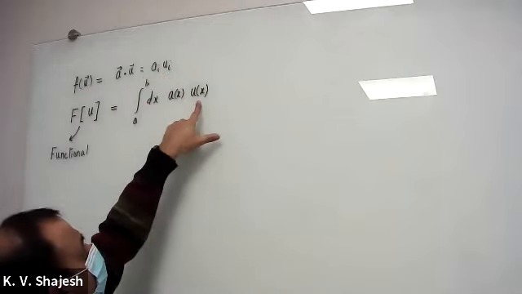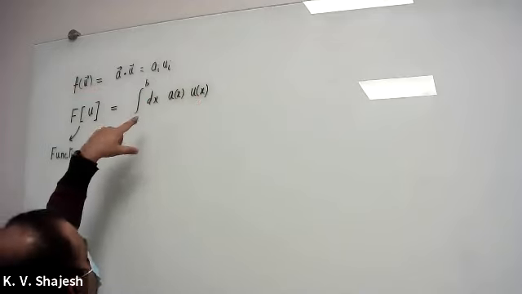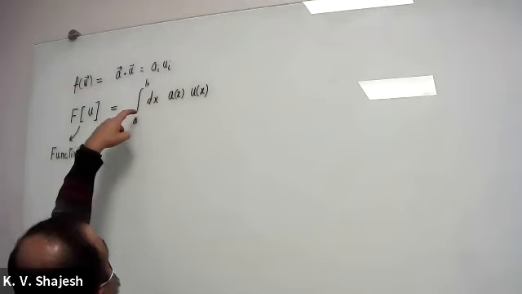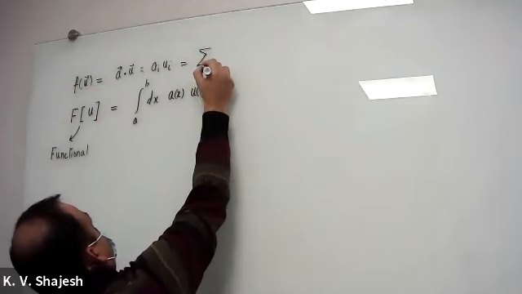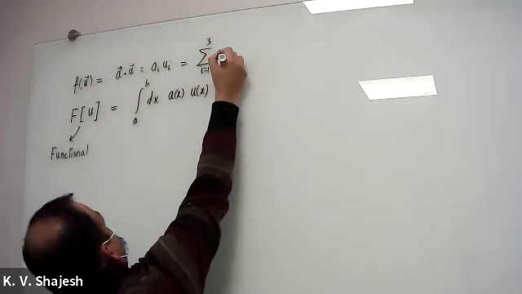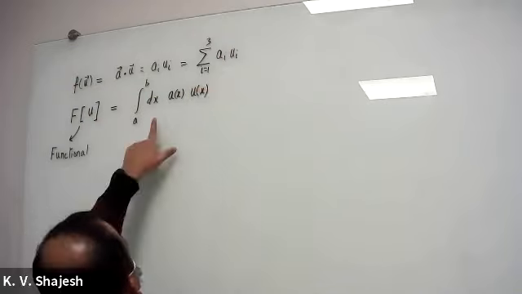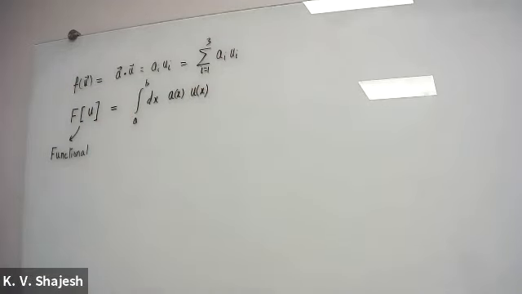Here, u has infinite components in the sense that it's a function of x and you're summing over. So this is a summation of i going from 1 to 3, a_i u_i. This is a summation, but a summation over a continuous variable, which is an integral. You see the similarity, or analogy, between the two. Instead of a discrete sum, we are going into a continuous sum. Okay. And now that's our functional.